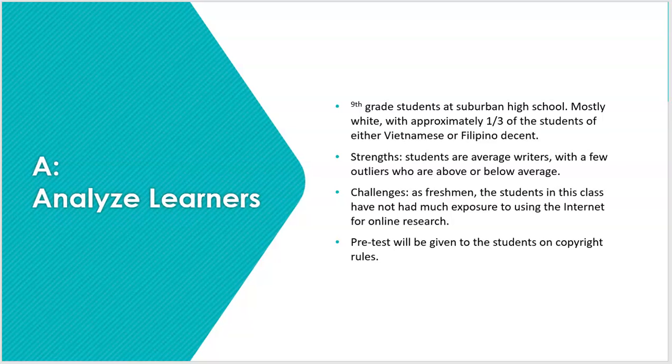So a pretest will be given to the students on copyright rules. And then after I review the results of the pretest, I would intentionally group the students in pairs or groups of three in such a way that there would hopefully be one person in each group who has some background understanding or remembering of what a copyright infringement looks like, what kinds of rules we might need for copyright. So as they work together, there's someone who already has a little prior knowledge who can help the other people in the group for whom it may be a newer topic.